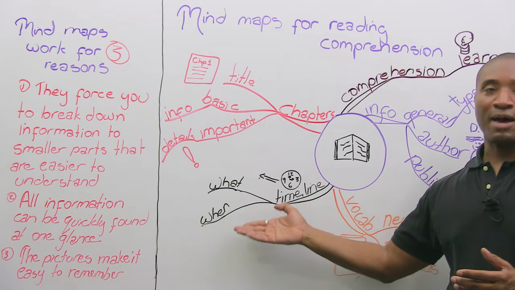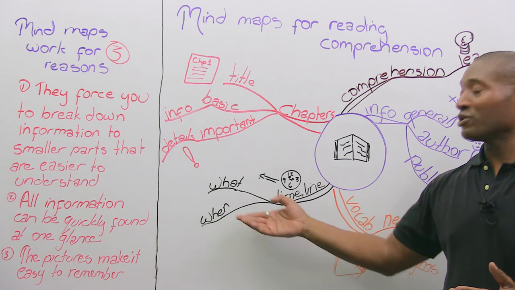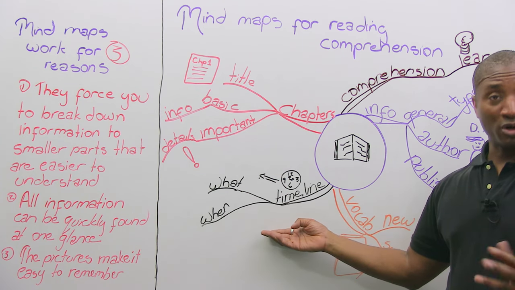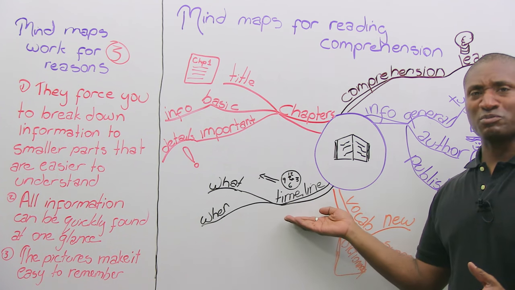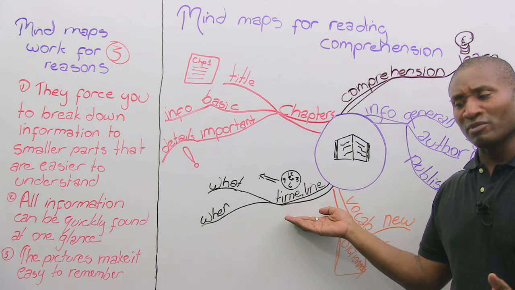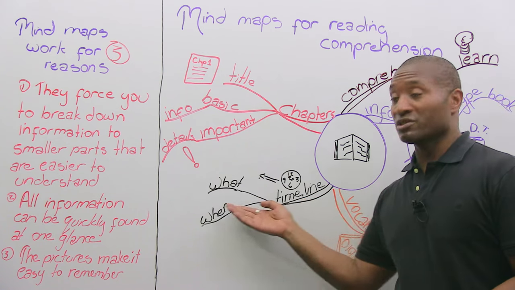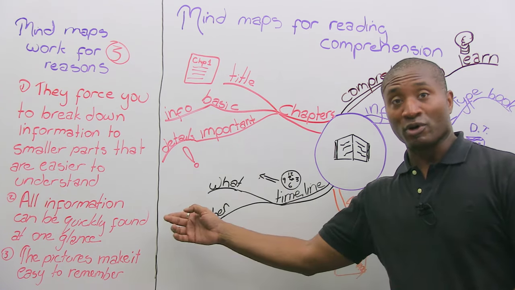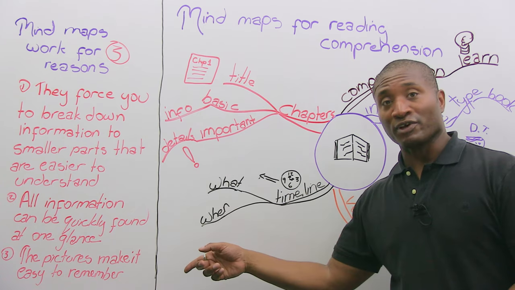Timeline. Things happen at a certain time. So what happened and when? For history, this is perfect. Now, do you remember I told you we could modify one? You don't need this if this is business. It's not necessary to have a timeline, but you might have something called business strategies, and it could be strategy number one for marketing, strategy number two for investment.